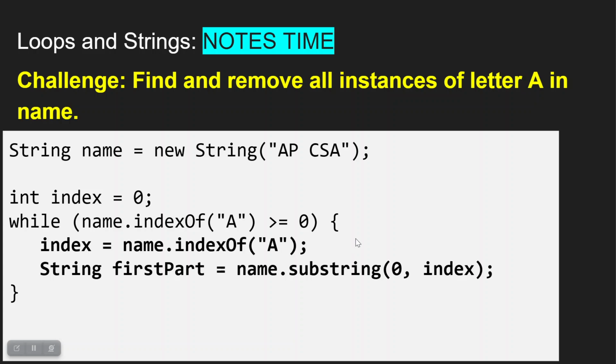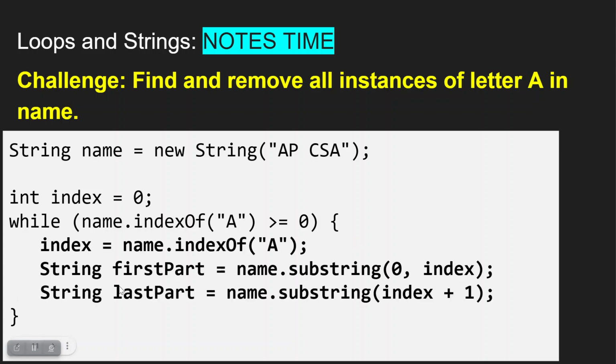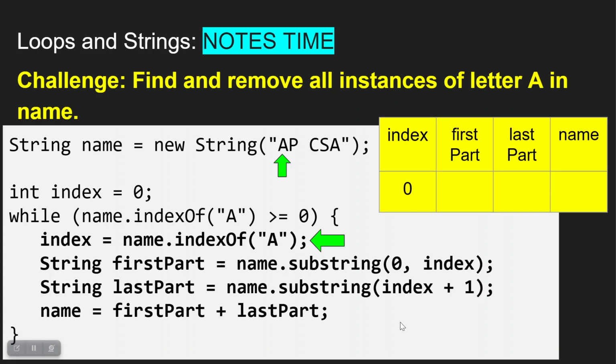So then the next thing that we're going to do is create another string variable, call it lastPart, and set that equal to name.substring from the index plus 1. And then finally, we're going to update name to now be firstPart plus lastPart. Now let's go ahead and go through this using a trace table and see how this actually works.